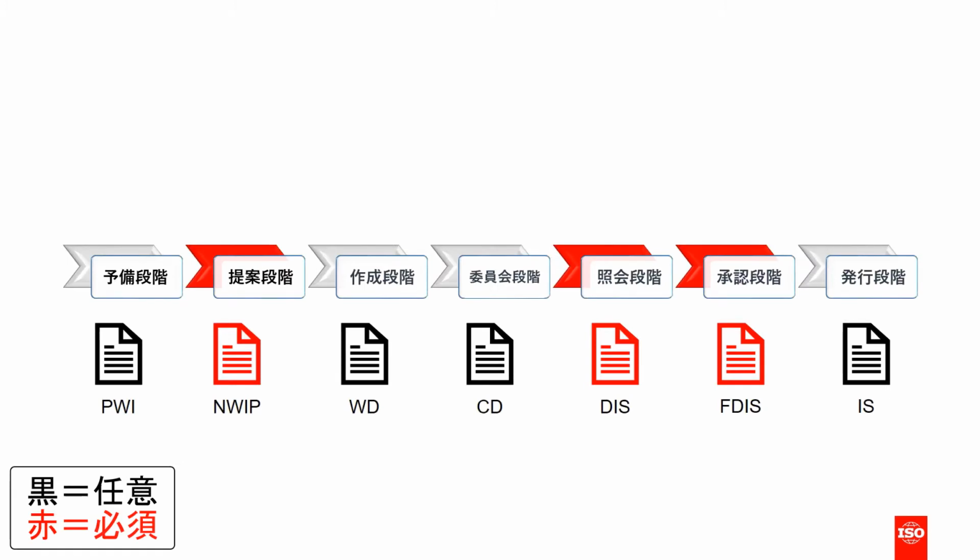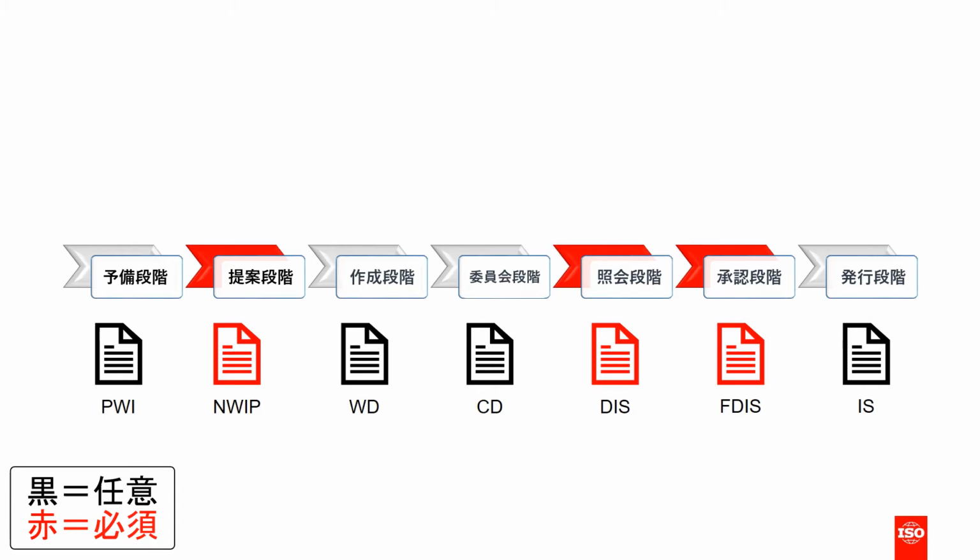This slide shows all the stages of development. The stages in black can, in some cases, be skipped, while the red ones are mandatory. For instance, all projects need to be proposed and accepted, so the new work item proposal is in red. Likewise, the draft international standard is red because it represents a high level of consensus being reached and can never be missed.